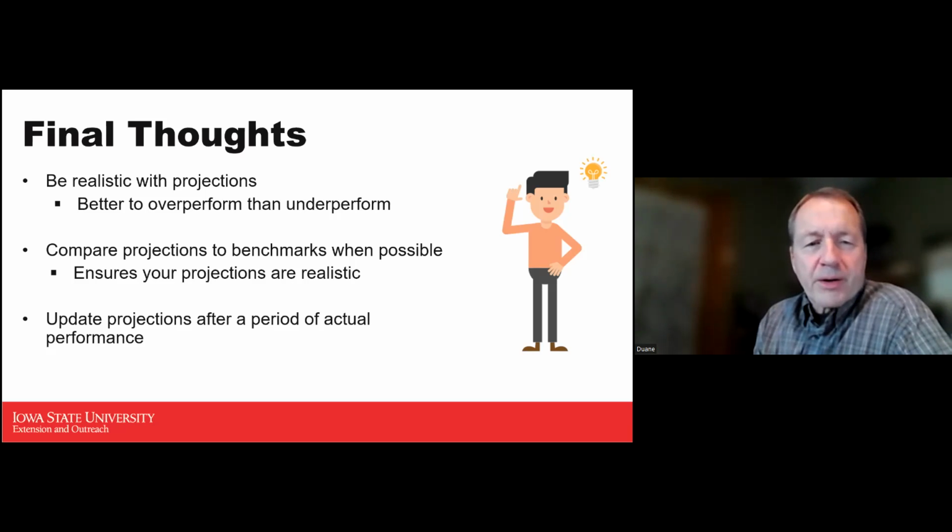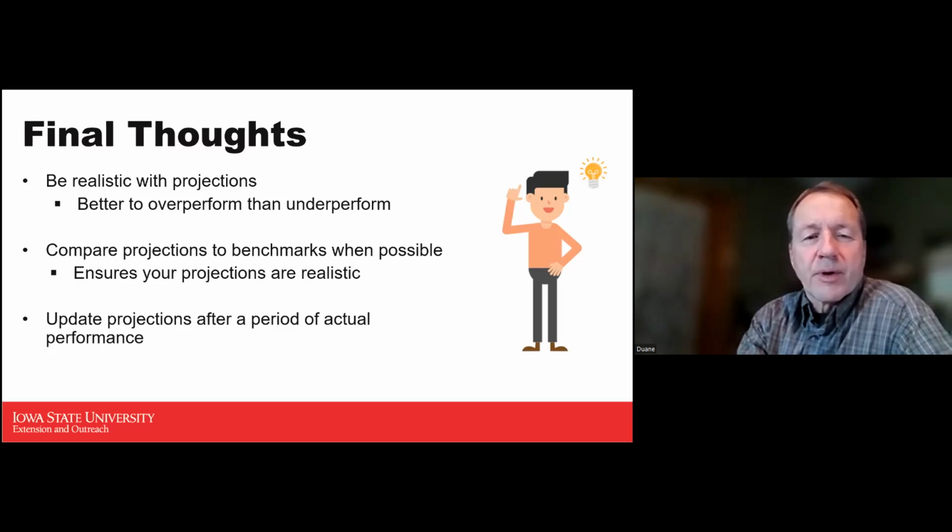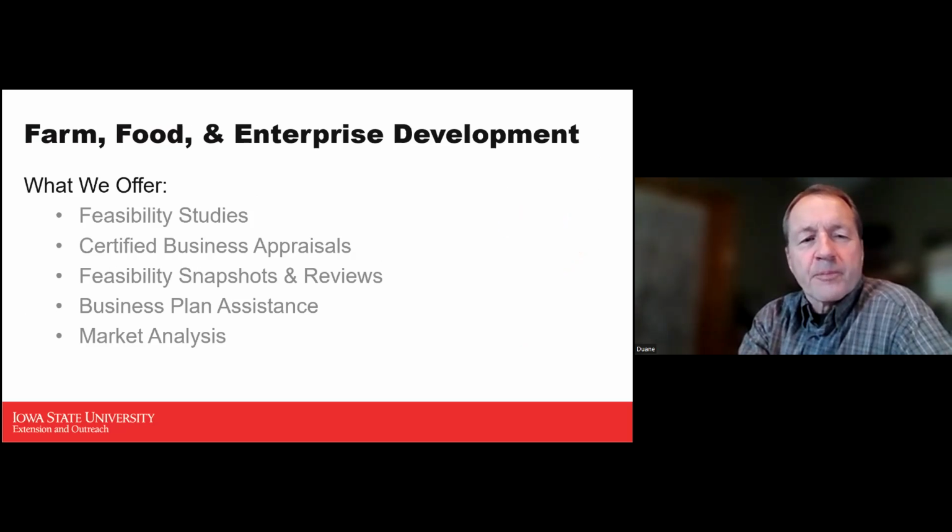If possible, compare the benchmarks. And then lastly, you might want to go back and update your projections after a period of time. This is where we tend to get involved in our business, and once we've done that business plan, we kind of forget about it. But especially for the projections, it's probably a good idea at maybe 3 to 6 months or somewhere down the line to go back, look at our projections and see how things are going, and go ahead and update those to how things are actually playing out at this point in time.